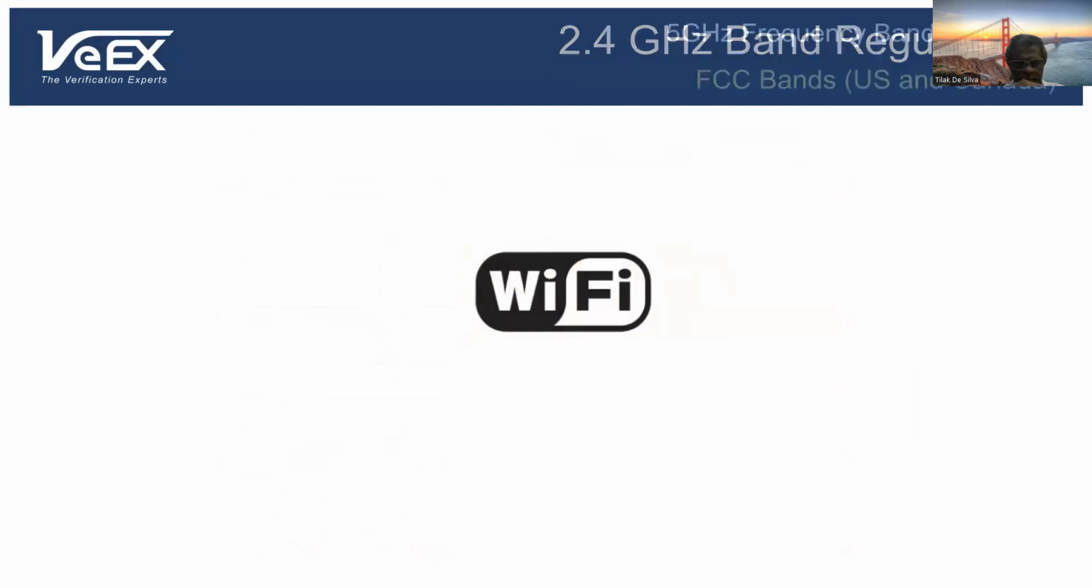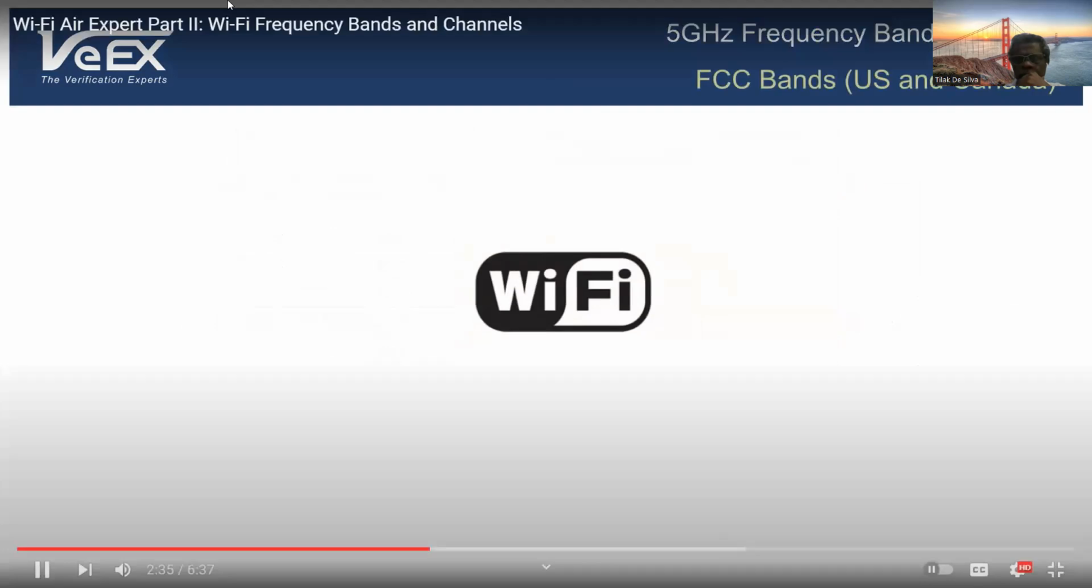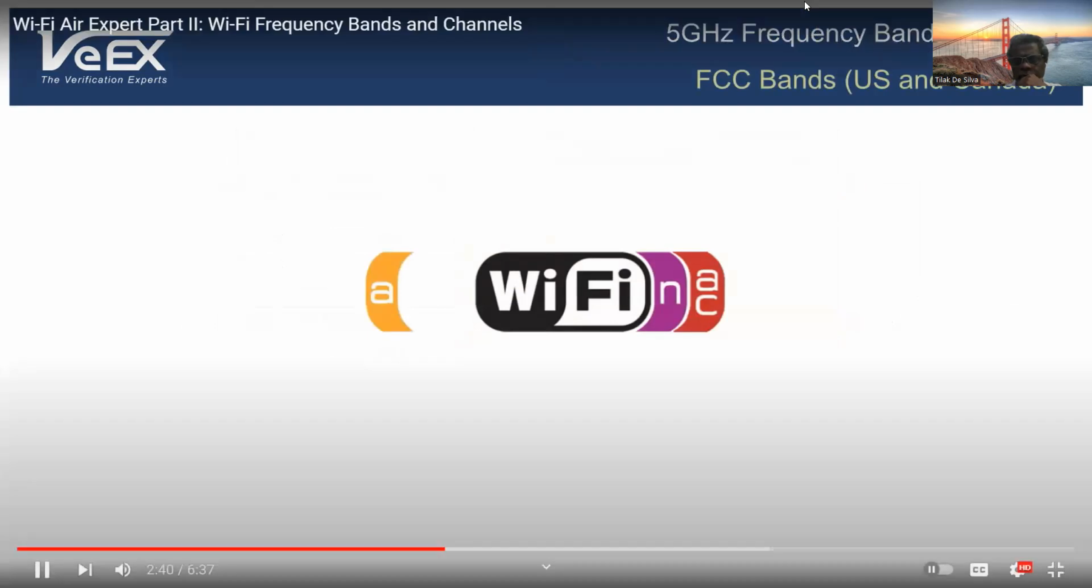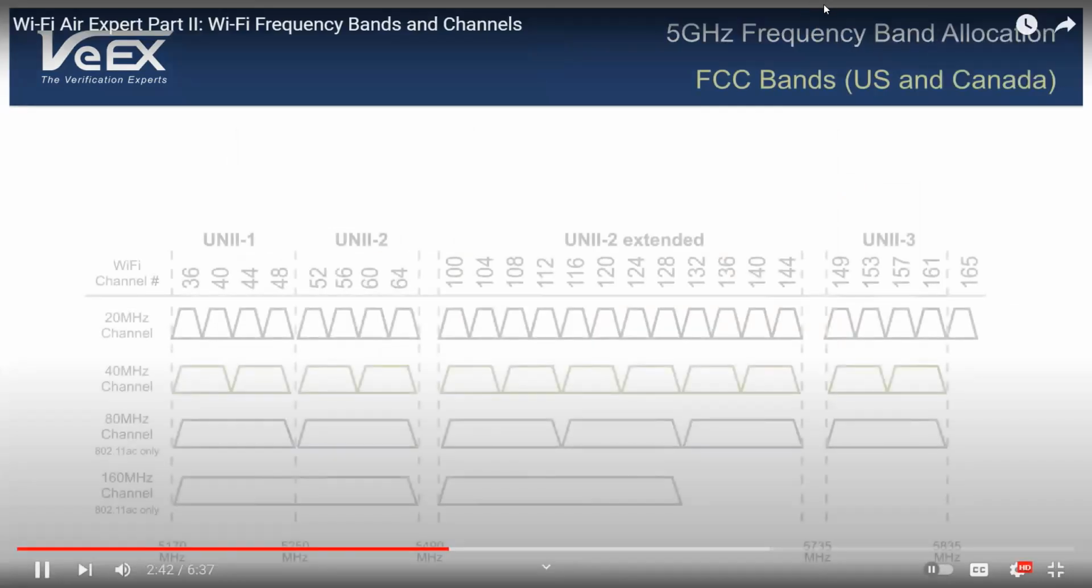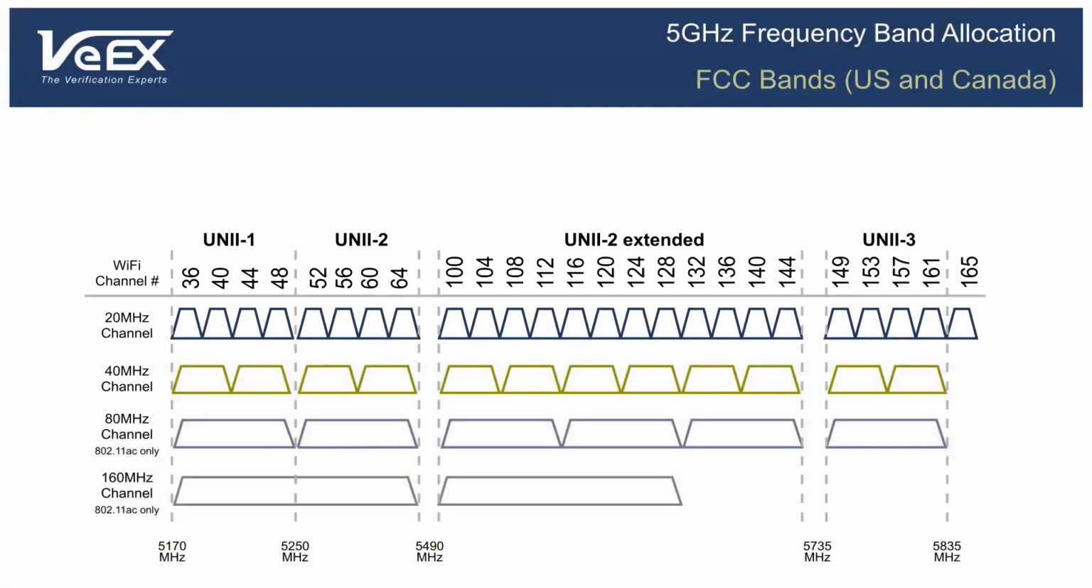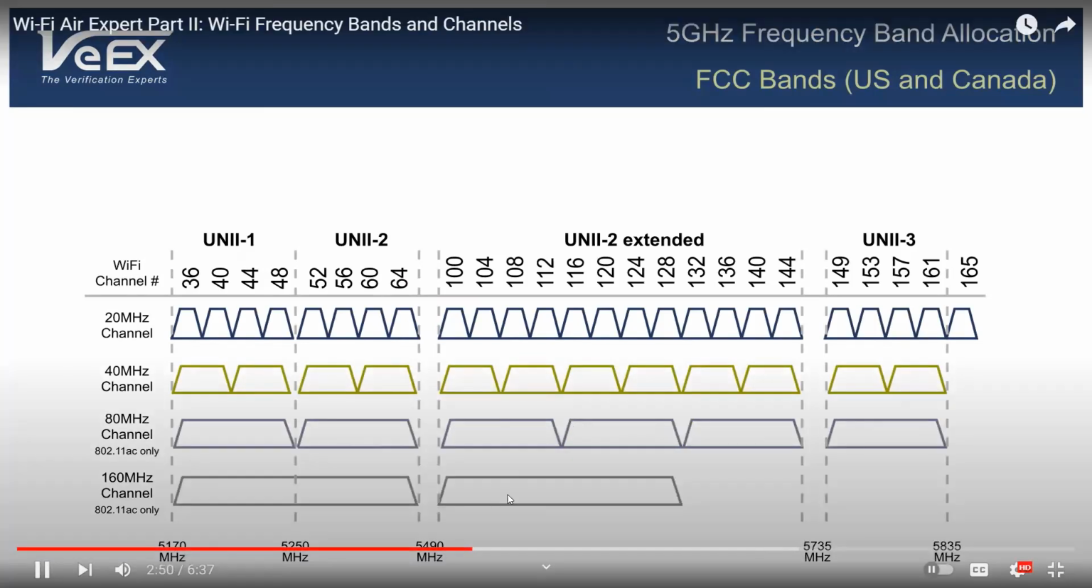The 5 GHz UNII, or Unlicensed National Information Infrastructure band, is less crowded than the 2.4 GHz frequency band and is used by the 802.11a, N, and AC standards. Center channel frequencies range from 5.180 GHz to 5.825 GHz. While the channels are 20 MHz wide, there is no overlap between adjacent channels.